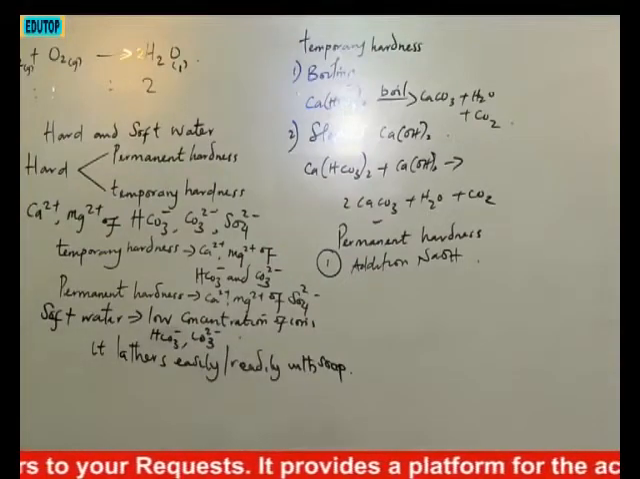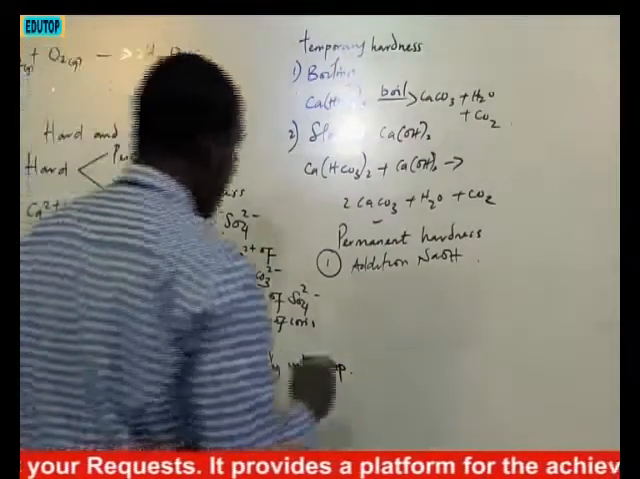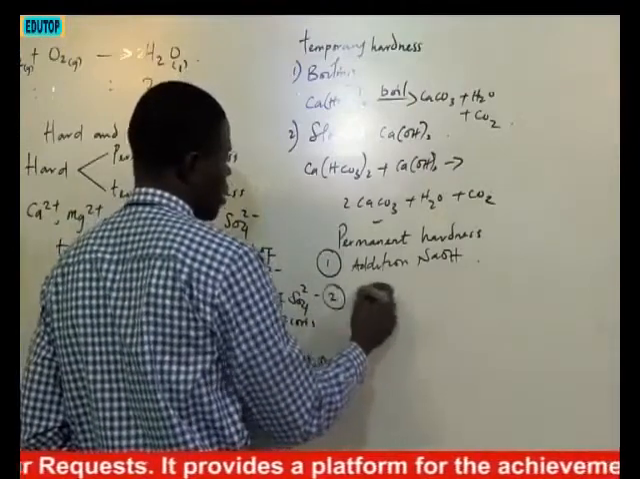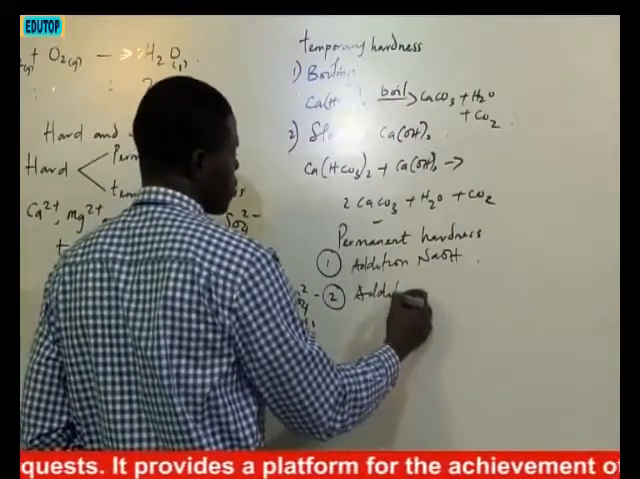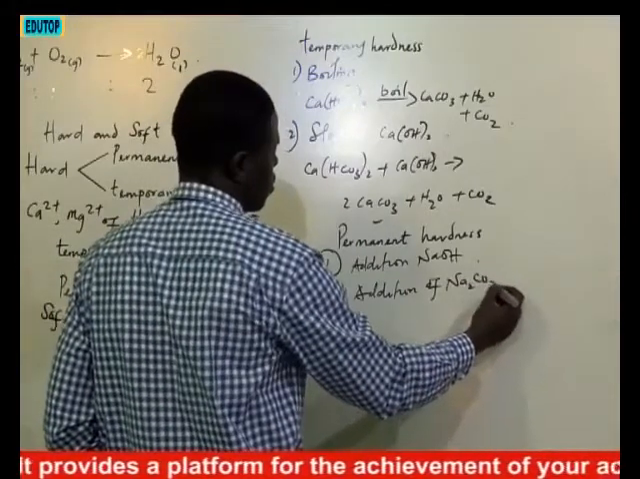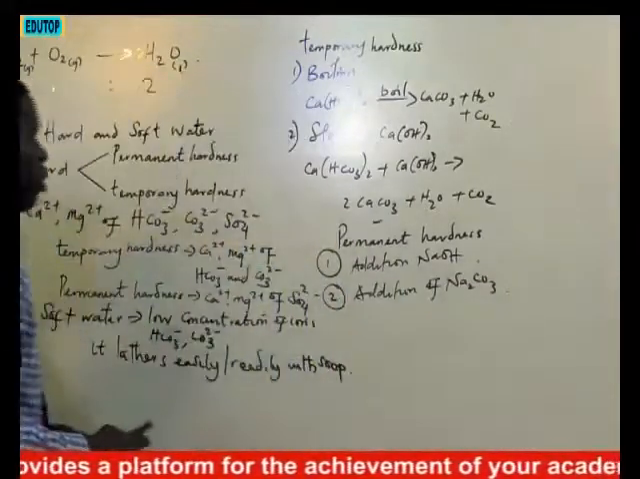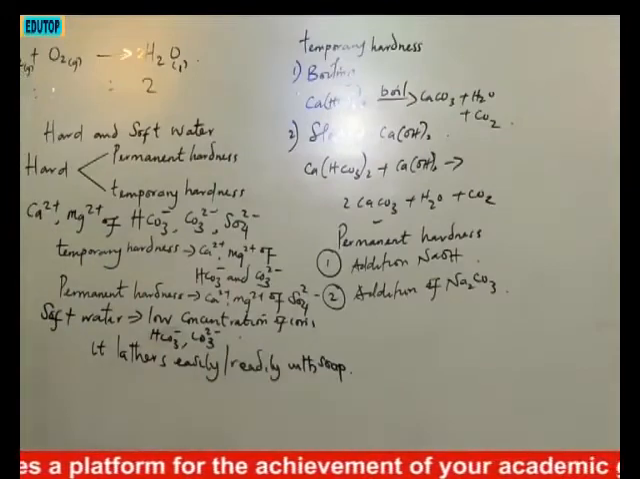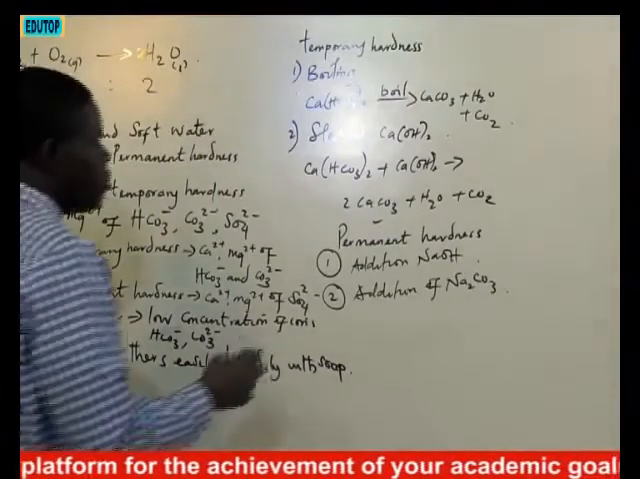Introduction of what? Sodium hydroxide. We can also remove it by addition of sodium carbonate. You can also remove it by addition of what? Sodium carbonate.